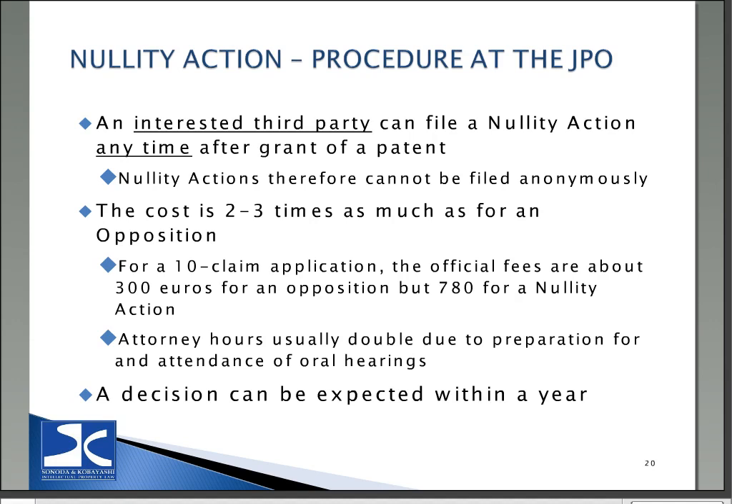Then here you can see the official fees you have to pay to the JPO, which are 300 euros for opposition and 700 to 800 euros for nullity action. However, the actual cost is the attorney fees, which are a lot higher than this official fee. But the attorney fee is also twice or 3 times higher for nullity actions than for oppositions.